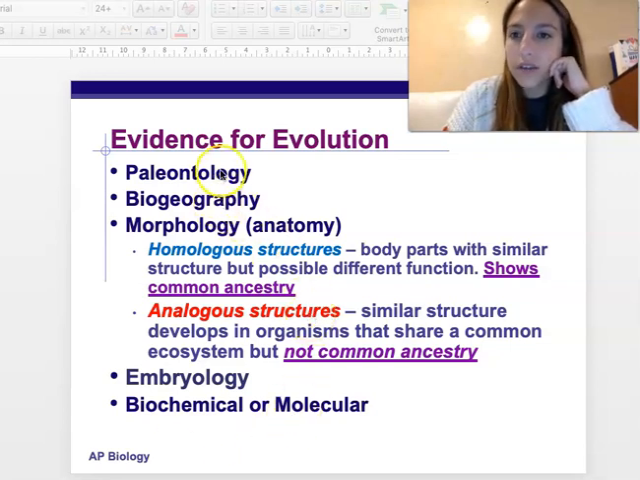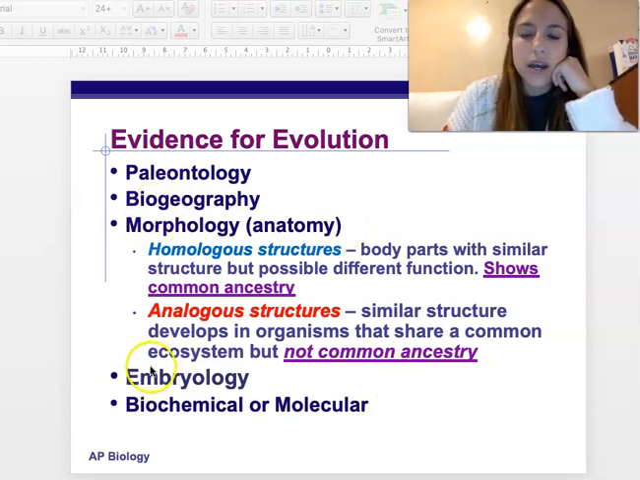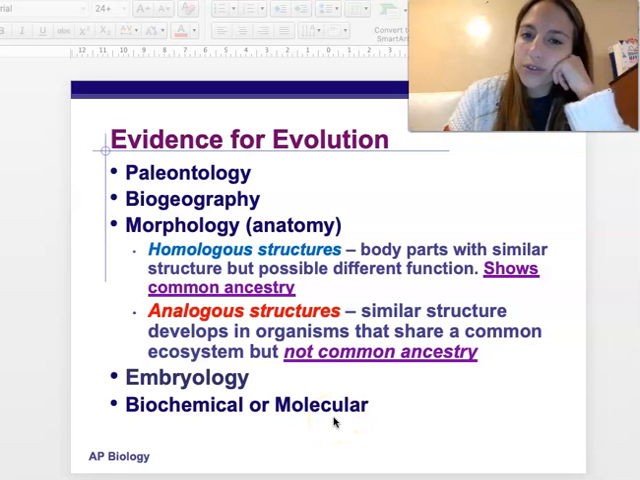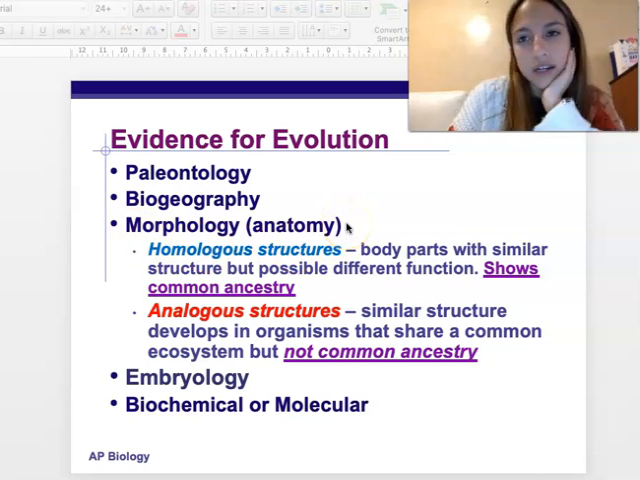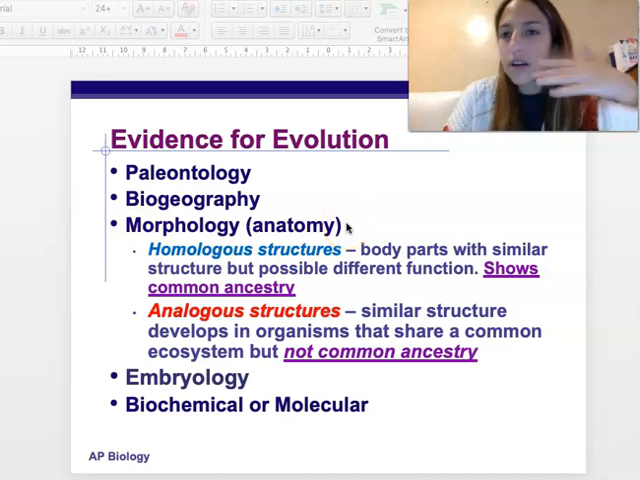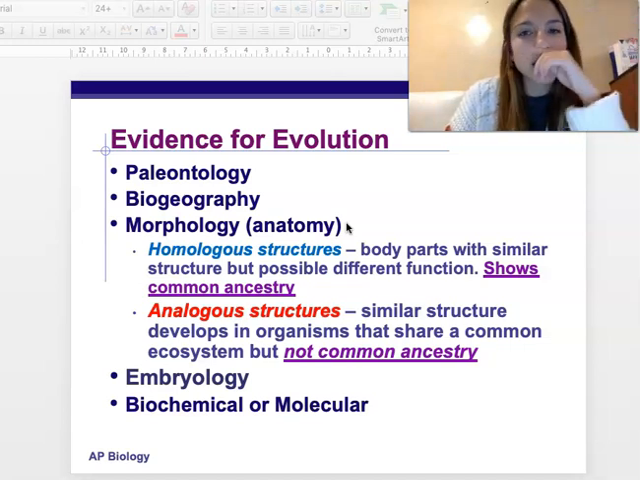We've got a lot of different fields that have given us evidence for evolution: paleontology, which is the fossil record; biogeography, why different species exist in only certain areas; morphology, embryology, and biochemical or molecular markers. We're going to start off by looking at how morphology or anatomy can help us discover that there is evolution and common descent.